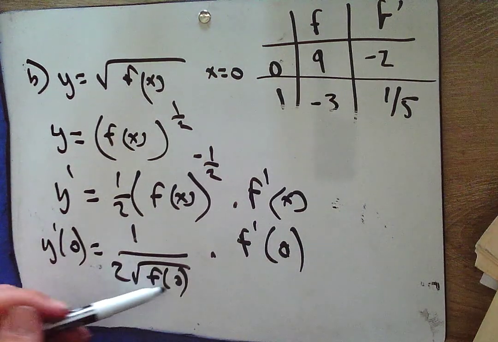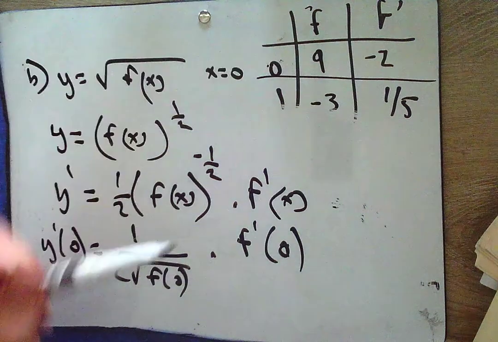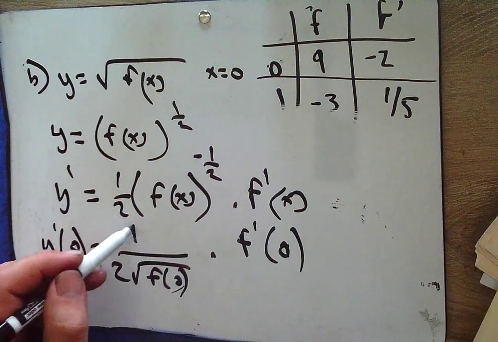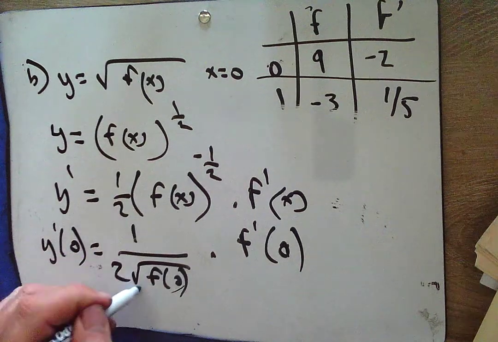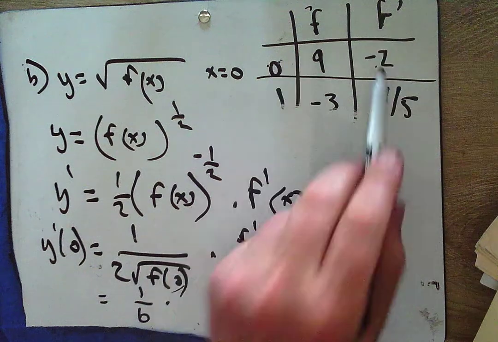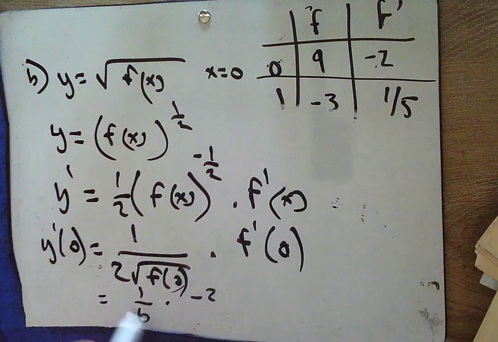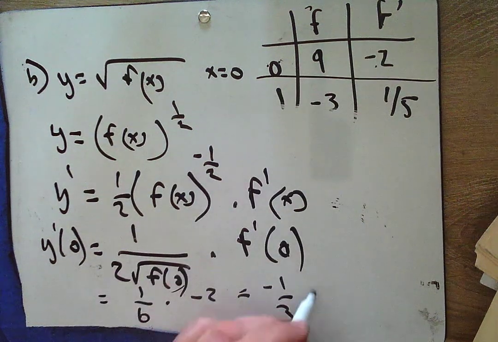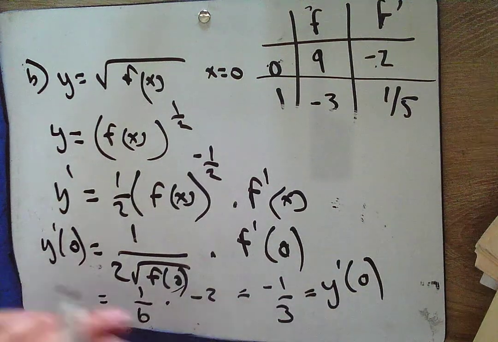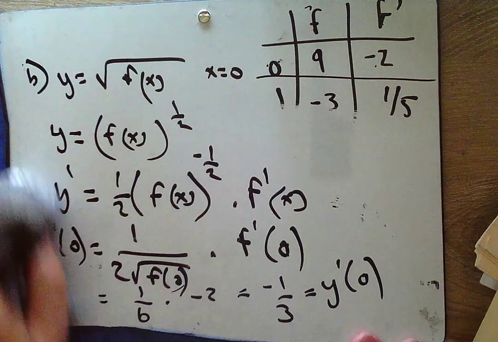Now, I need f of 0. Oh, how convenient. F of 0 is something I can take the square root of. So square root of 9 is 3. 1 over 2 times 3, or 1 over 6. F prime of 0? F prime of 0 is -2. So I have -2 over 6, or -1/3 for y prime of 0. Watch out for little mistakes.